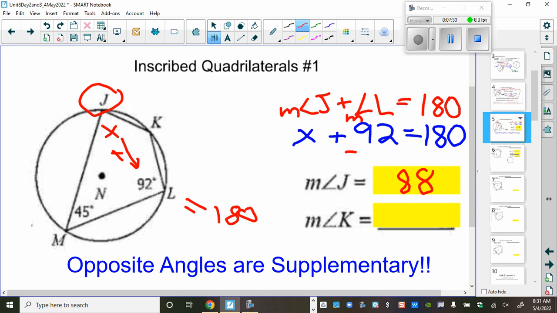So Dennis, you're right. It's going to be minus 92. So 180 minus 92. That's all you do. And there you go. You get your 88 degrees. Again, 180 minus 92 is 88. So your X is 88.